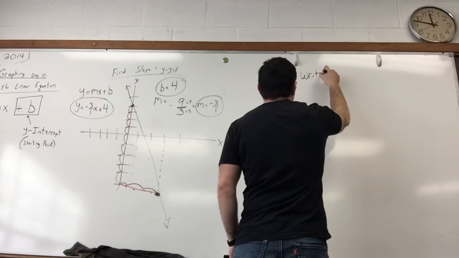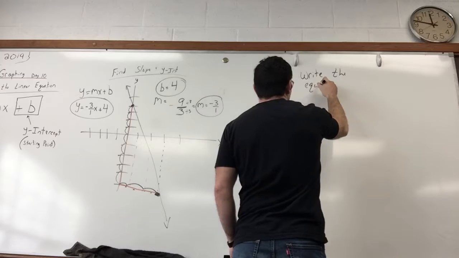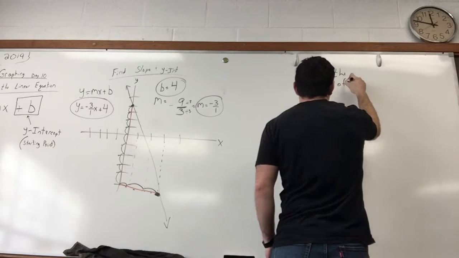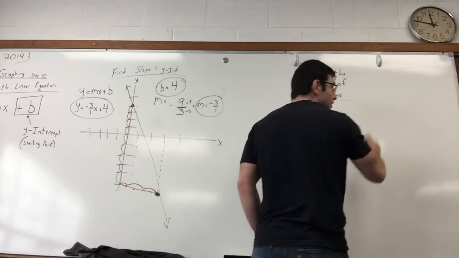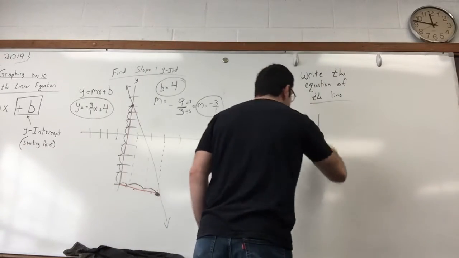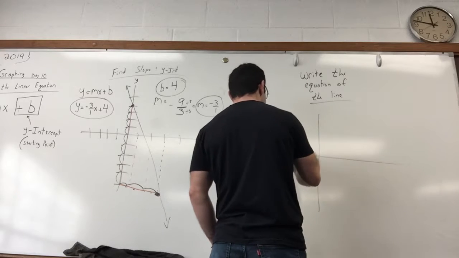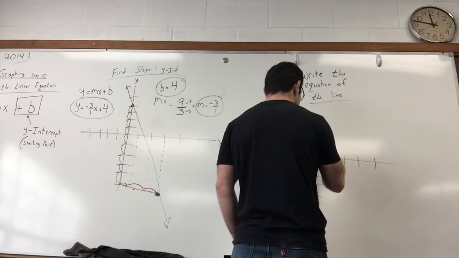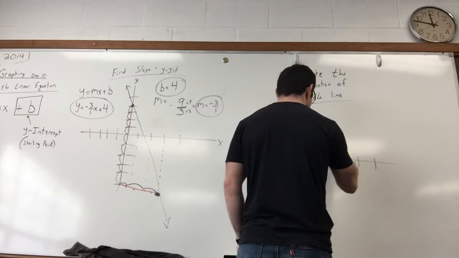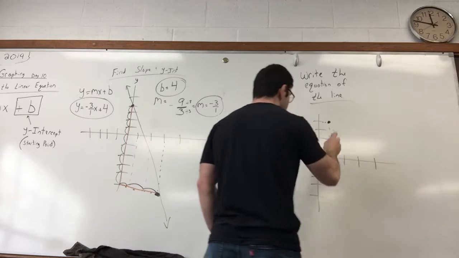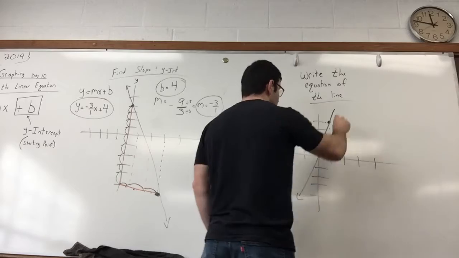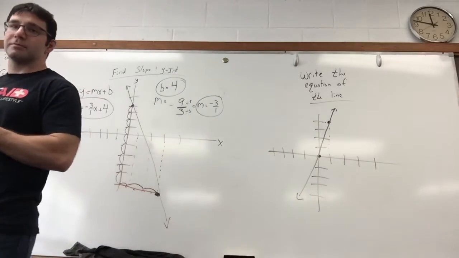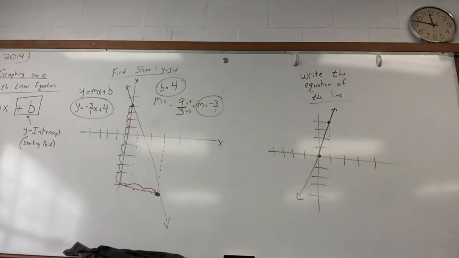So now, I want you to write the equation of the line. So you're writing the equation of the line. I'm going to give you a graph. You're writing the equation. This one's going to be a little bit tricky. You're writing the equation. So you should always start off by saying m equals, b equals.